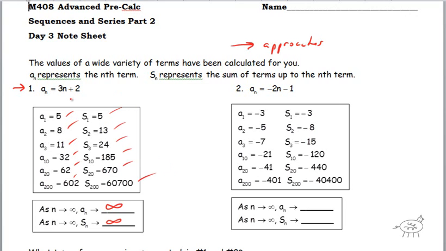Let's take a look at number 2. Again, when n is getting bigger and bigger and bigger, when I multiply by negative 2, it's going to negative infinity. And s sub n is also going to negative infinity.